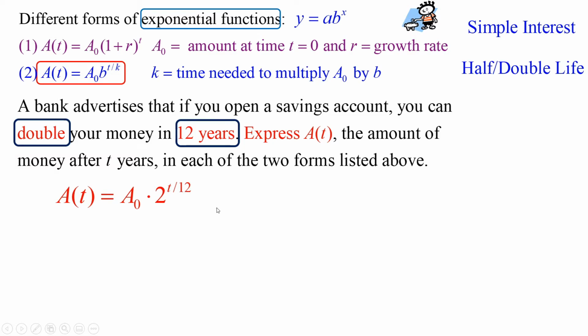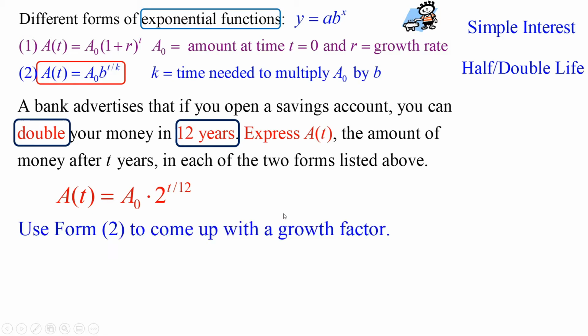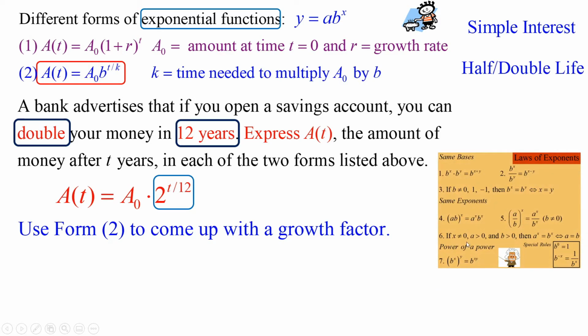Now, can I convert that to my simple interest formula? Well, use form 2 to come up with the growth factor. I need to come up with a 1 plus r. Can I manipulate this so I get a 1 plus r quantity to the t power? You betcha, with laws of exponents, and here's number 7 again. Power of a power: b to the x to the y equals b to the xy. So this is a simple manipulation. I need 2 to the t over 12 to be written as 1 plus r to the t.